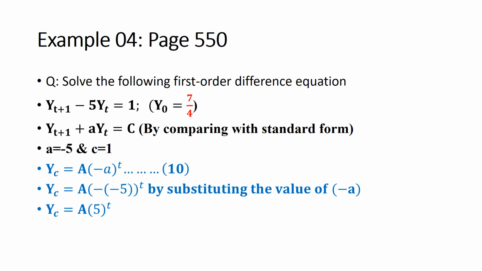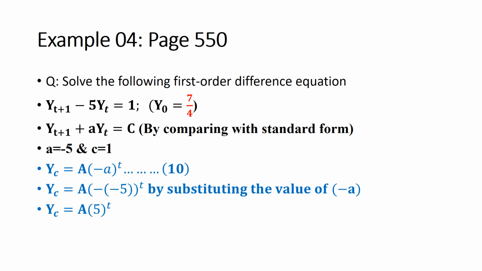Now we use the previously derived formulas, because our aim is to find the complete solution. yt is equal to yc plus yp. First of all, we find yc. As we know, yc is equal to arbitrary constant A into minus a to the power t, from equation number 10. Substitute the value of a. Here a is minus 5.